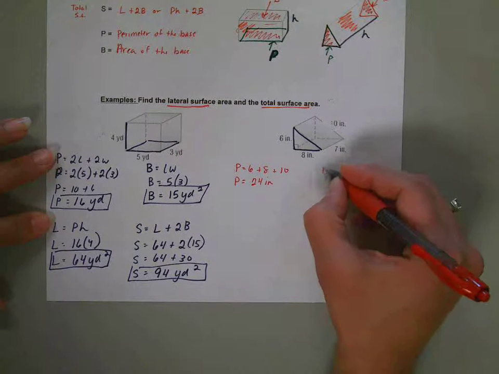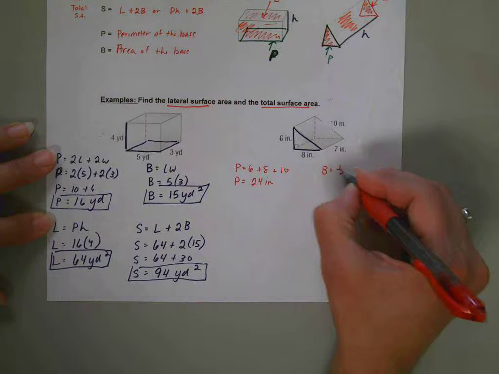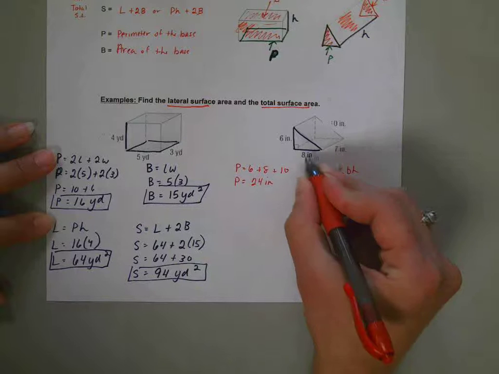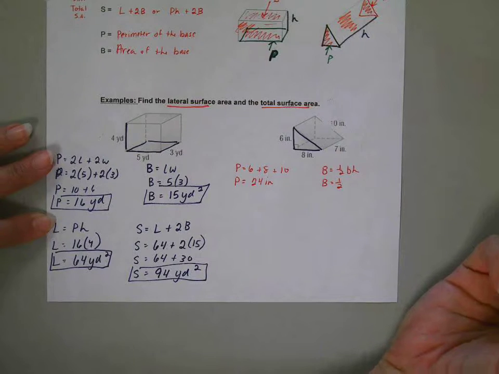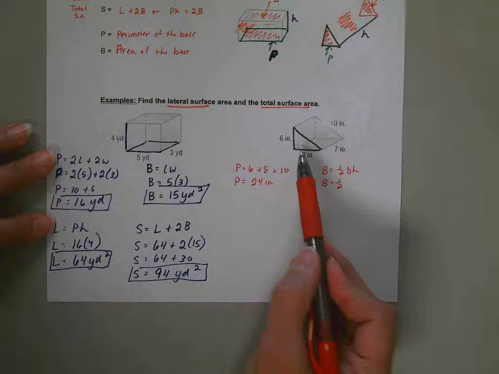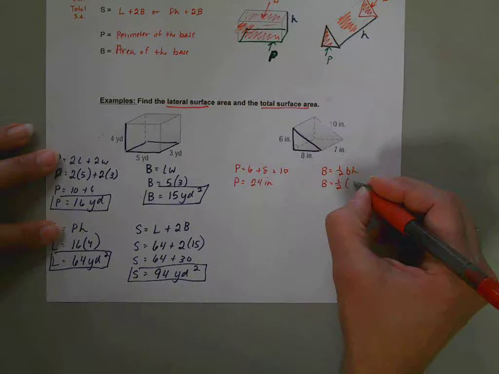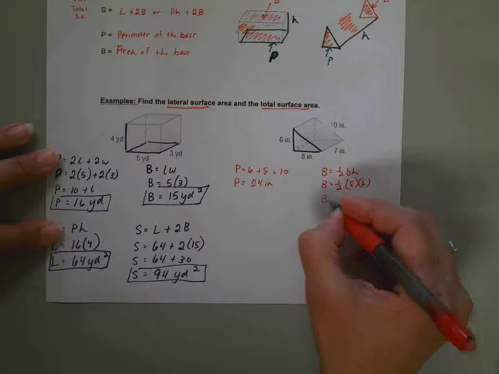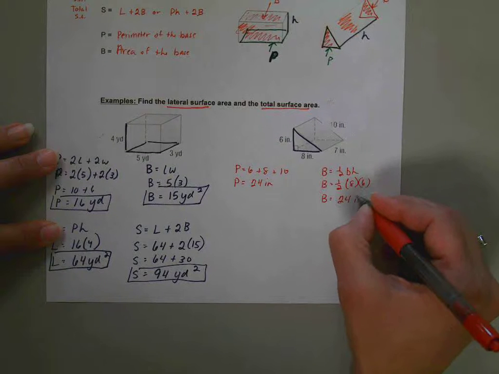Next, I'm going to find the area of my base. Remember, this is a triangle, so we're doing 1/2 base times height. Remember, base and height of the triangle are going to be perpendicular to one another. We don't need this 10 because that's a hypotenuse. Our base and our height are perpendicular. They form the right angle. So my base is 8 and my height is 6. 1/2 of 8 is 4. 4 times 6 is 24 square inches.